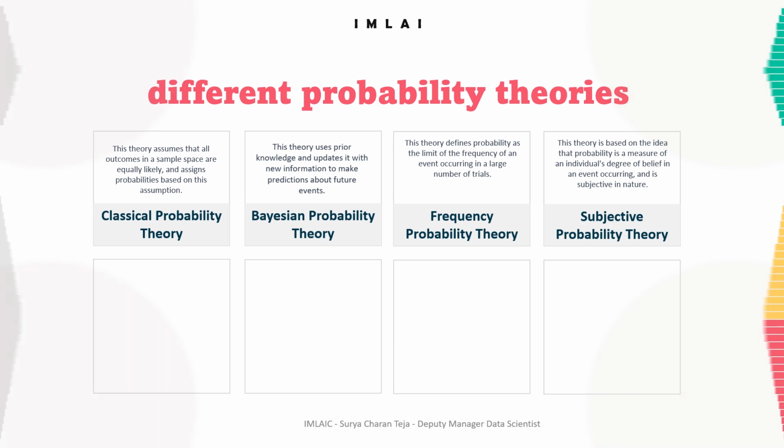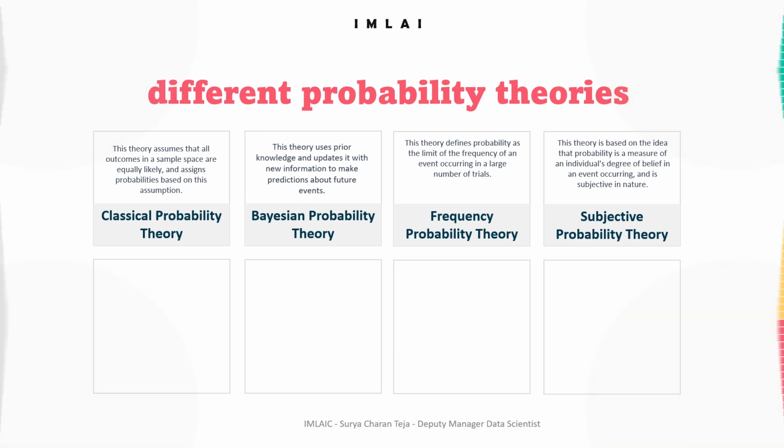This theory is based on the idea that probability is a measure of an individual's degree of belief in an event occurring and is subjective in nature. So that's why we call this subjective probability theory. A doctor assessing the probability that a patient has a certain disease based on their symptoms and medical history, and incorporating their own knowledge and experience into the calculation, is the best example of subjective probability theory.